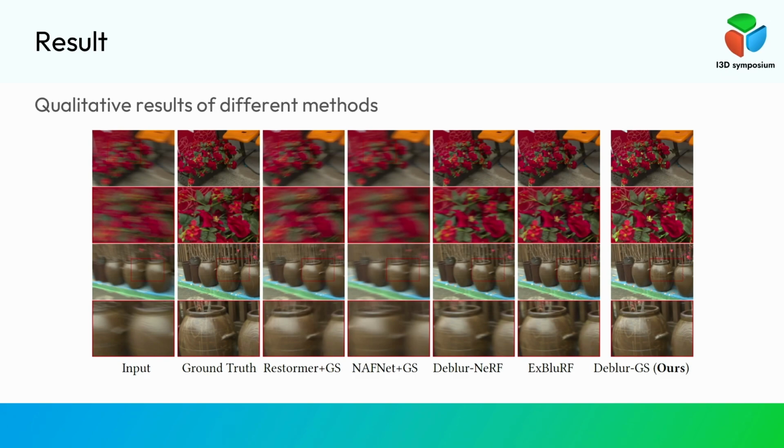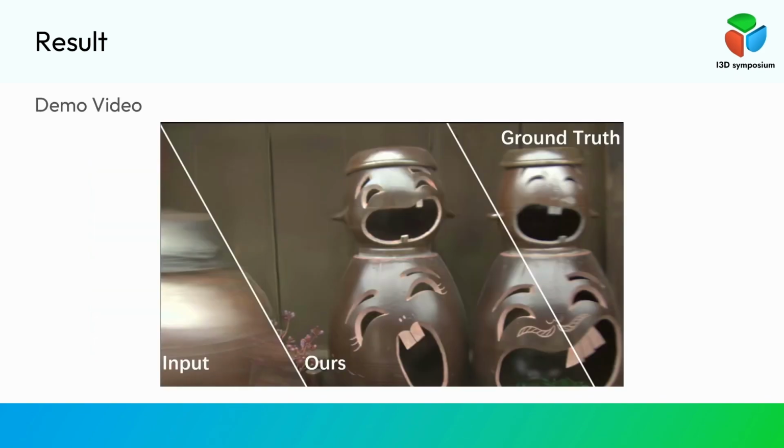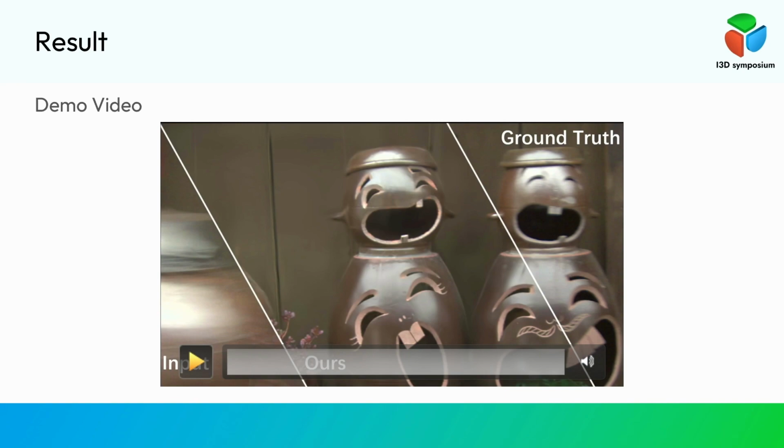Here we can see single image deblurring methods fail to restore the sharp image and bring artifacts, but blurry images in Gaussian scene reconstruction. That is the third and the fourth column. And with the help of 3D Gaussian scene representation, their method can converge faster and produce sharper image results than Deblur-NeRF and XBlurF. And here is a demo video of their method.